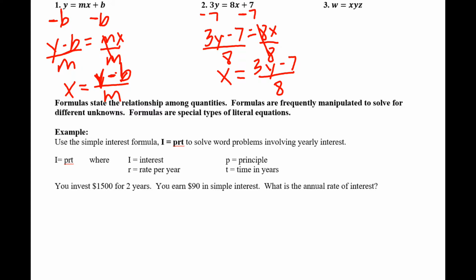And last problem, we got w equals xyz. In a problem like this, I put it in there because a lot of people get overwhelmed with so many variables at the same time. But it's pretty simple. What's stopping x from being by itself? Well, y and z. What are y and z doing? Multiplying. So how do we get rid of it? We divide. I'm going to divide both sides by y and z. So if I do that, I'll have x equals w over yz. Okay, and that'll be my solution.